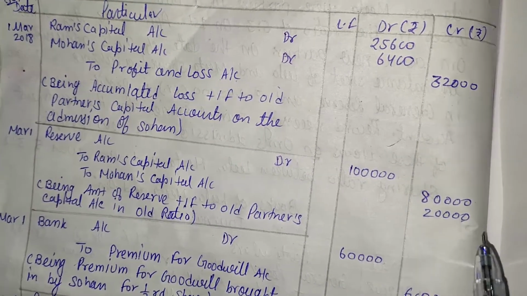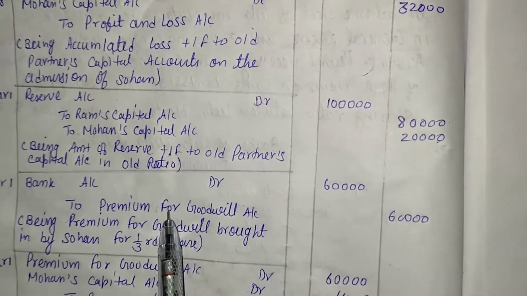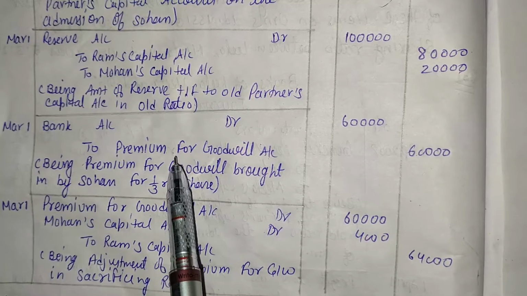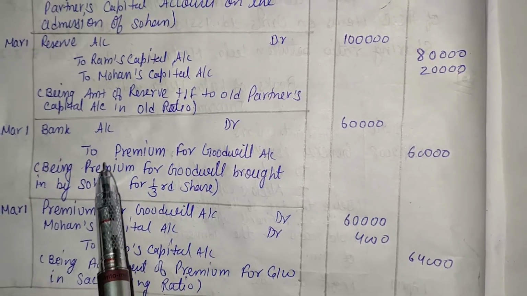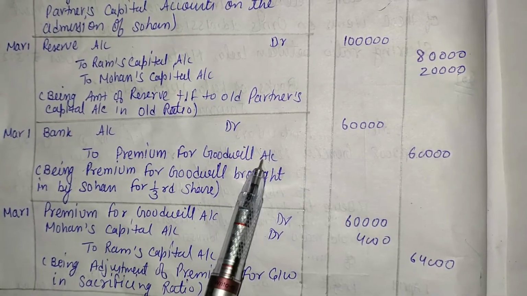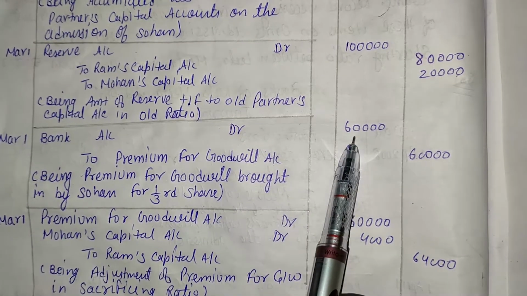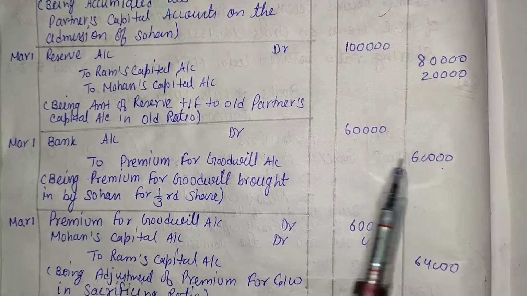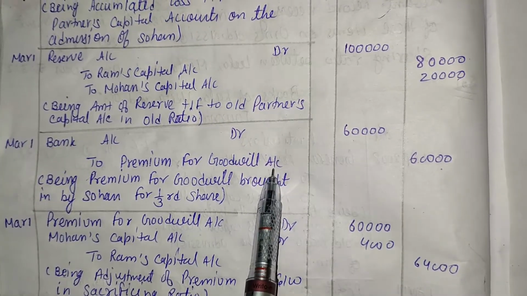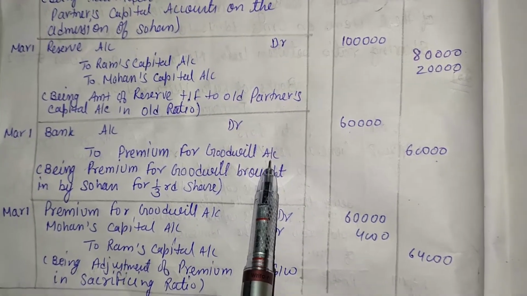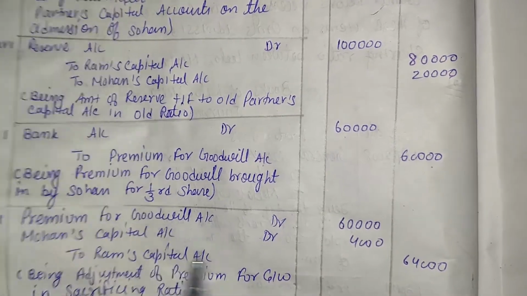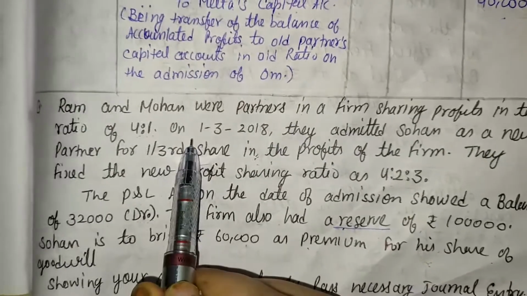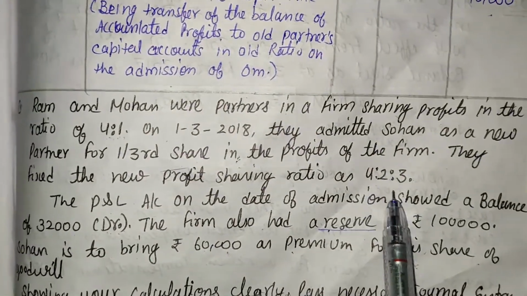Then the next information given in the question is that the new partner comes with a premium for goodwill of rupees 60,000. So what journal entry will we pass? Bank account debit to premium for goodwill account by rupees 60,000. Now the next entry is that the premium for goodwill is divided among the old partners in the sacrificing ratio. Here the important information is that the old ratio is 4:1 and the new ratio is 4:2:3.